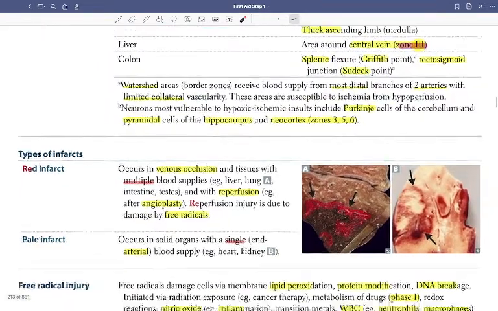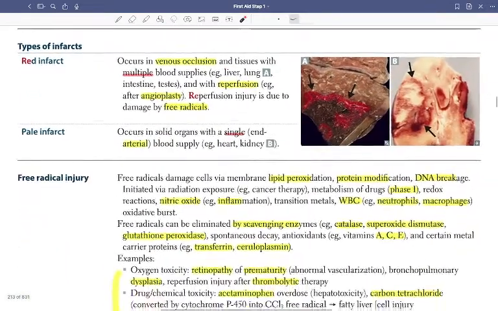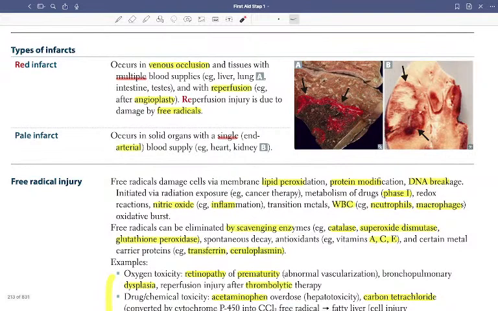Okay. Red infarct, pale infarct, important. Red infarct: venous occlusion, that was zone 3. Central vein, zone 3 of the liver. Central venous occlusion, tissue with multiple blood supplies, with reperfusion after reperfusion injury. So reperfusion injury. Red infarct: venous occlusion, multiple blood supplies, reperfusion injury, free radicals.